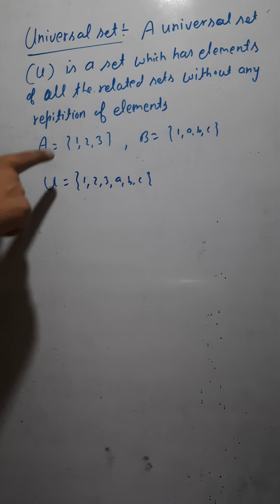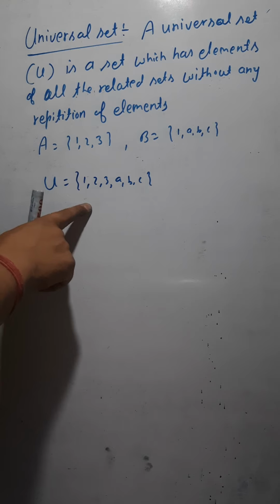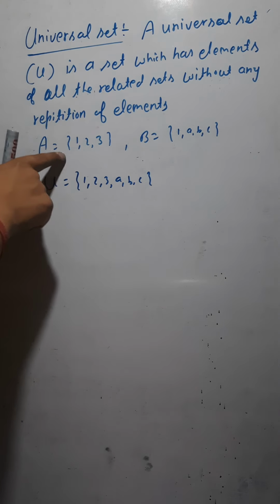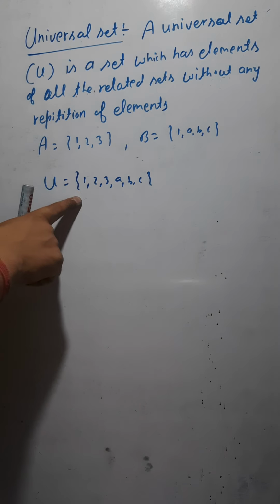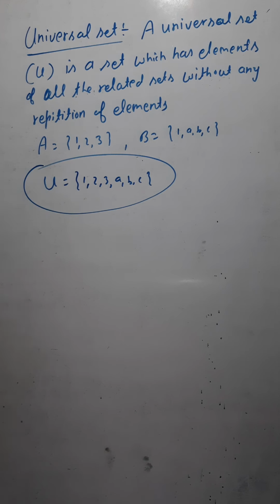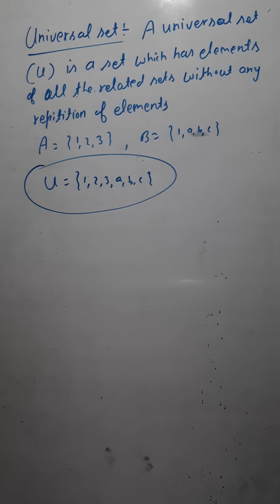So what is a universal set? A universal set is a set which has elements of all the related sets. The related sets are A and B here, so it contains all the elements of A and B. So we would call this the universal set. Are you getting this? Okay.